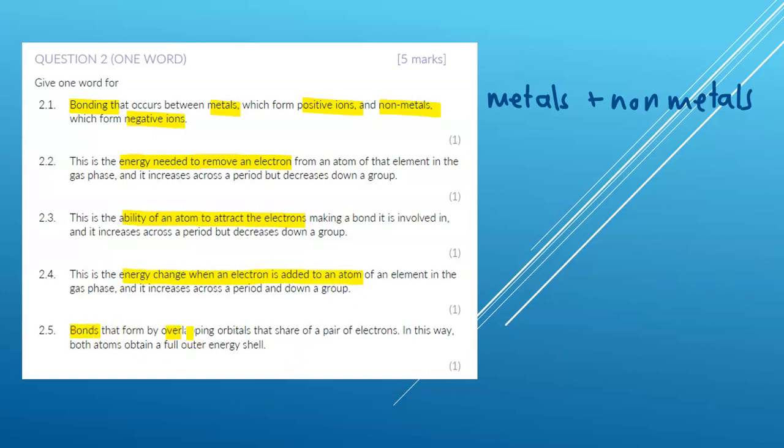Bonds that form by overlapping orbitals that share a pair of electrons. In this way, both atoms obtain a full outer energy shell. So if you can just draw that there, it's exactly those little circles we made in class with the beads.